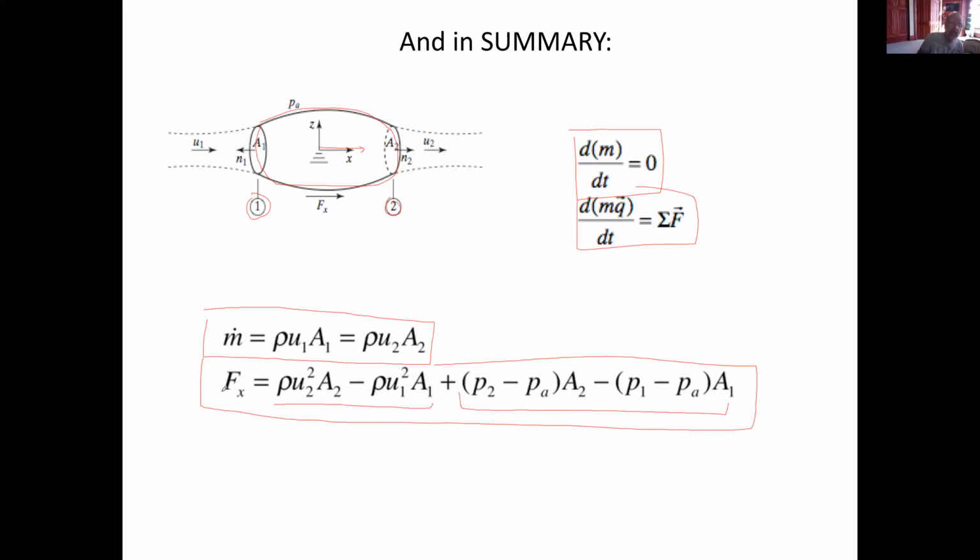And I would say that this page summarizes those two equations, conservation of mass and momentum in one dimension, which is the part that I would expect you to understand after I do the examples. Are we good? Yes, Professor.